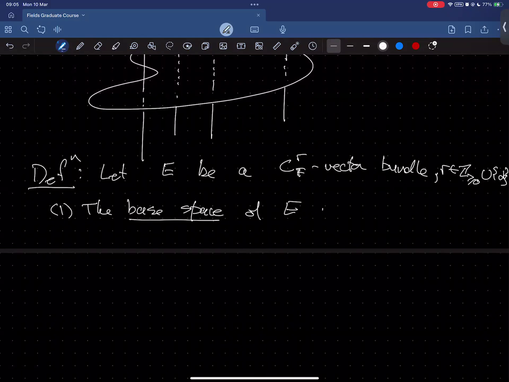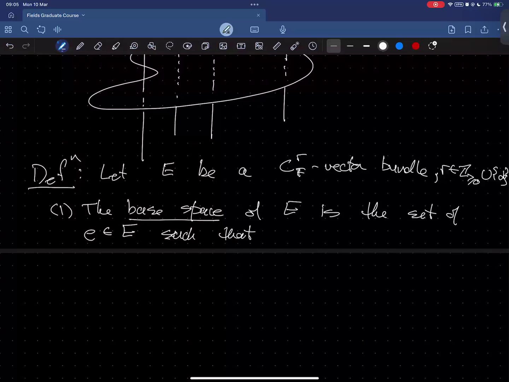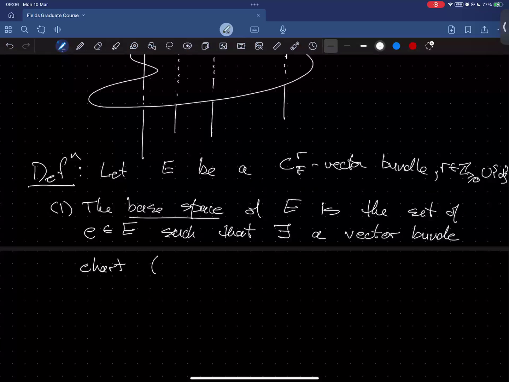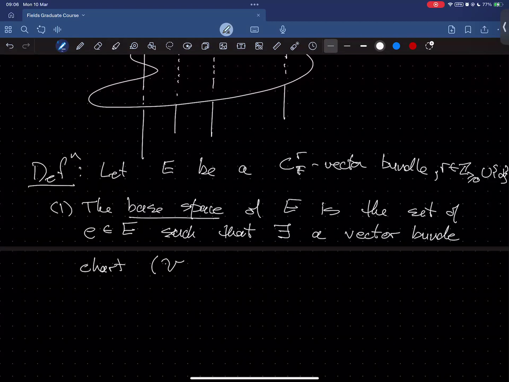The base space of E is the set of points little e in E such that there exists a vector bundle chart. There's this terminology of admissible charts, and I'll stick with my lazy convention of not saying admissible and just say a vector bundle chart, and it's understood, of course, that it's admissible. So if there exists a vector bundle chart, a vector bundle chart is comprised of four things. One is an open subset of E, which I write as V, and that's the chart domain.